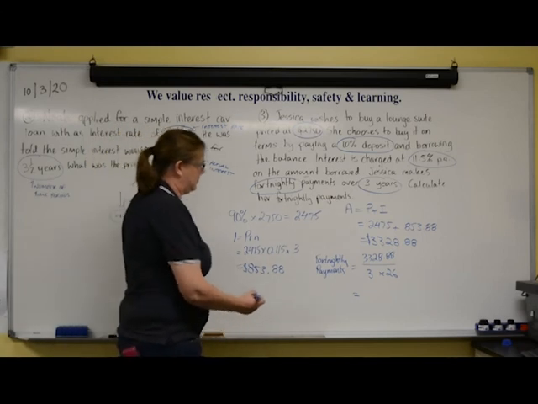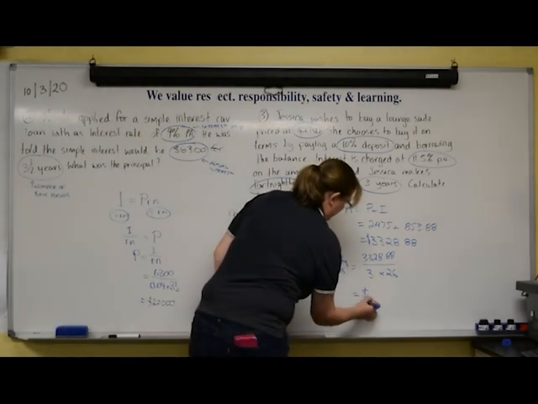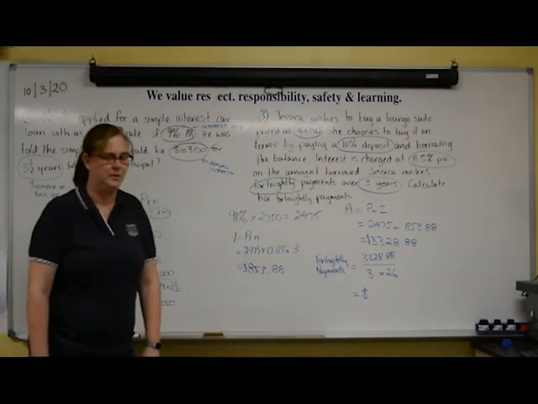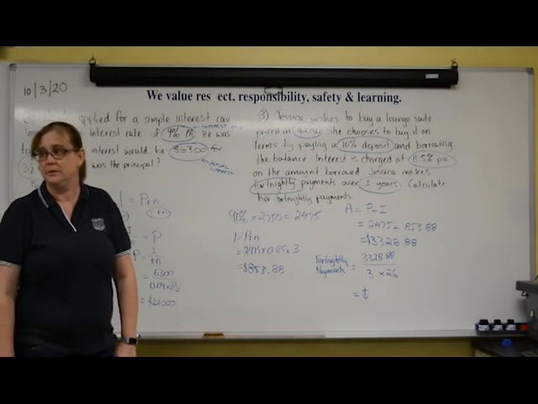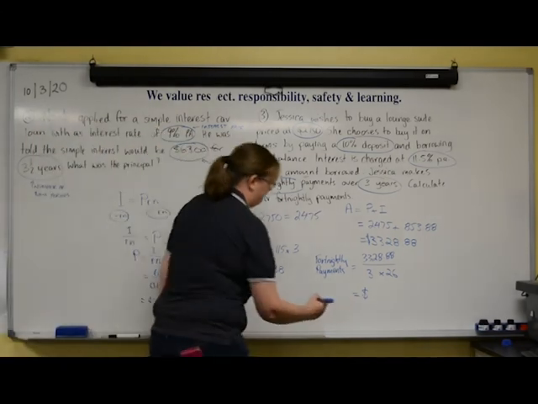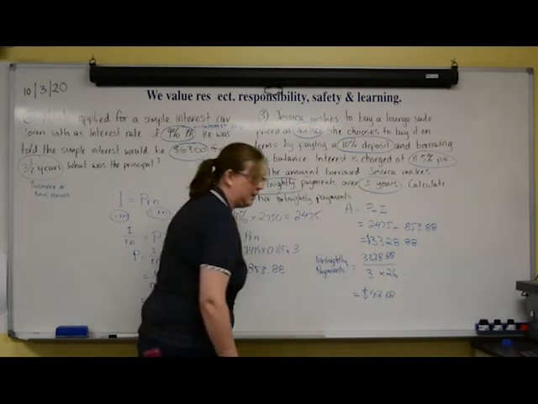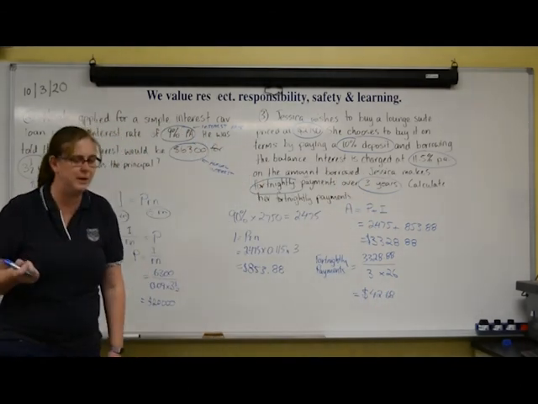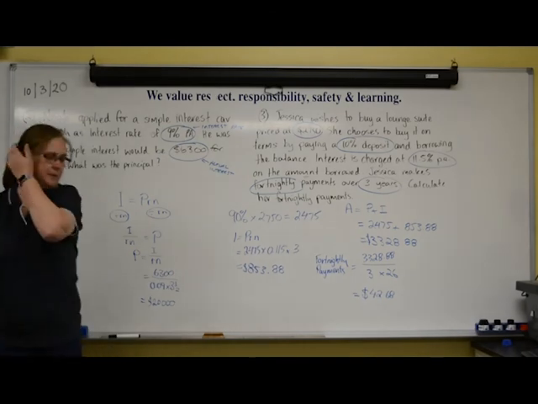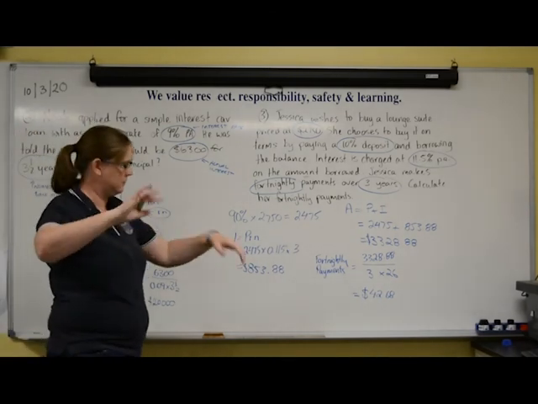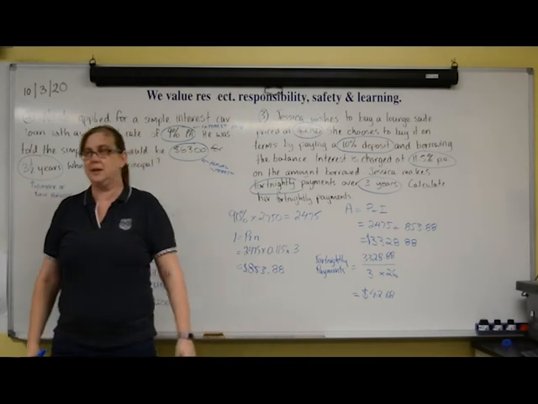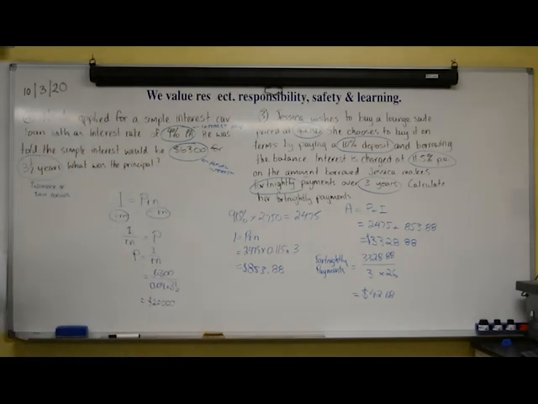So what are my fortnightly repayments? 42.68. Again, 2 decimal places, because you should have gotten something like 42.677 whatever. So 42.68 is the fortnightly repayments. That's it.